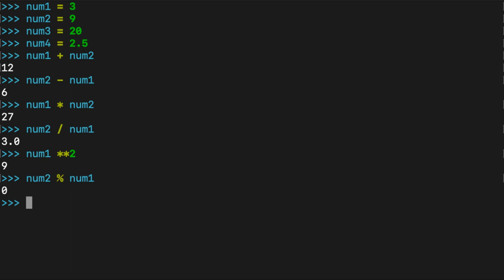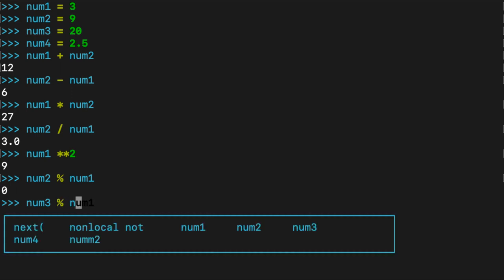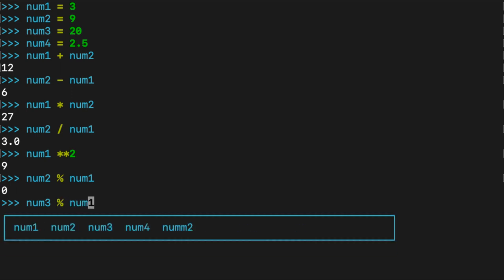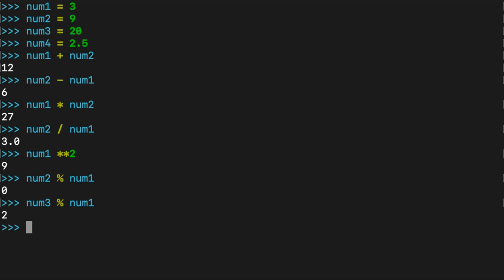Before I explain exactly what that does, let's have a look at another example. If I do num3 mod num1, I get 2. So that's interesting. Num3 is 20, num1 is 3, so 20 mod 3 is 2.